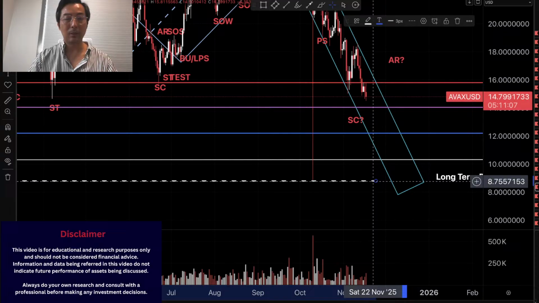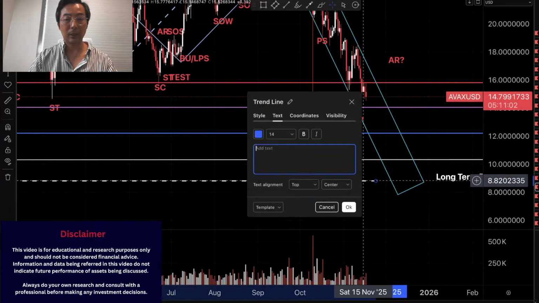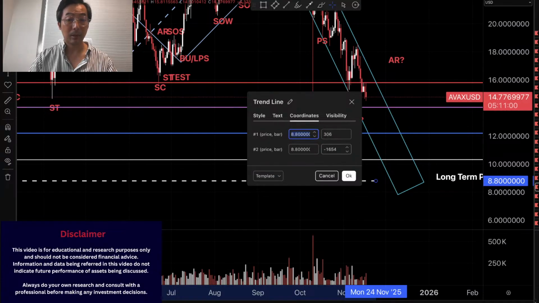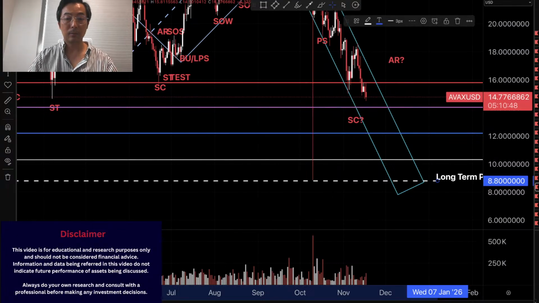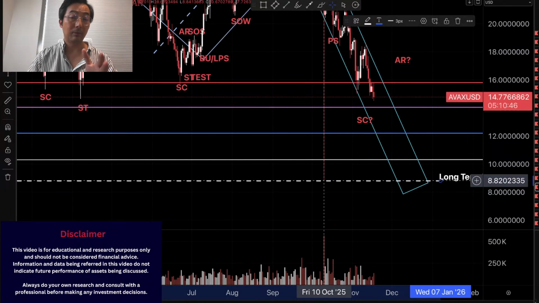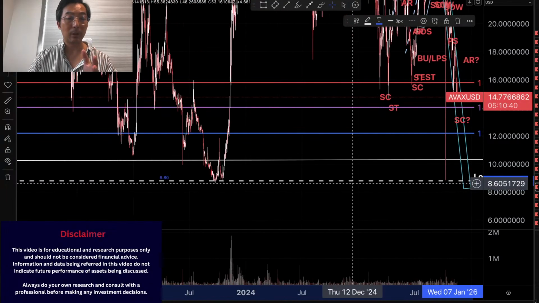So remember, this level of $8.8 is very key. Let's extend it to the free charting or even further. $8.8. Alright, that's where the October 10th has pointed to. But remember what I said, that may not be the lowest point.